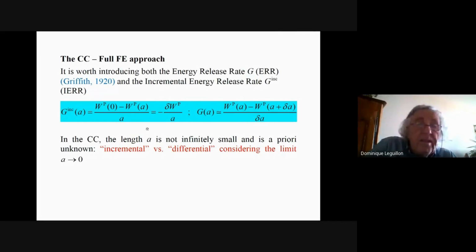It's the derivative, and this is what we call the incremental energy release rate, which is different from G, you see? It depends on A. Here, it doesn't depend on delta A. Indeed, it's a derivative, so it is the limit as delta A tends to zero. Numerically, you use this approximation, but Griffith introduced a derivative which is independent of delta A. Here it depends, and it is an unknown. And you see that now there is a difference between the differential approach of Griffith and the incremental approach of the coupled criterion.